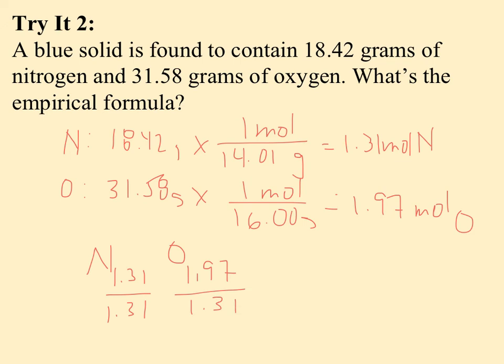This time I'm going to get one of those fractions I mentioned. I have N1, but 1.97 divided by 1.31 gives me 1.5. And what that's telling me is that this doesn't occur in a 1 to something ratio. It's 1 to 1.5. So I have to multiply the whole thing by 2, and my formula is actually N2O3.